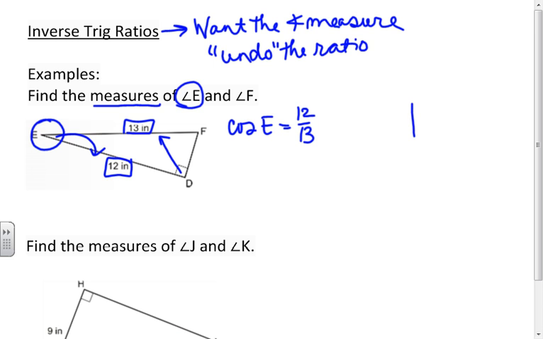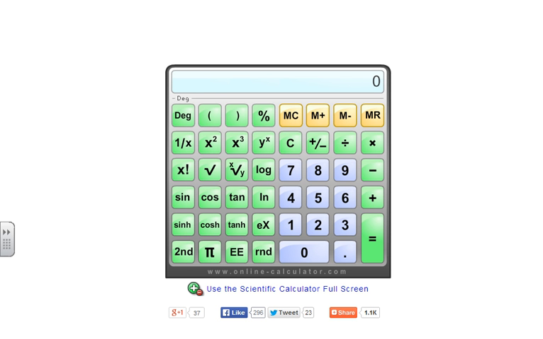Now this is the trig ratio, but if I want the measure, we need to go to our calculators, and on your calculator you're going to have a button that says cosine, and right above it you're going to have cosine minus 1. Now that's not really a -1 exponent, and it's not a negative value. It's a notation that basically says undo the cosine ratio. So I have an online calculator, and I'm going to hit the second button, and you see how all of these turned to those -1 values from their regular sine, cosine, tangent values.